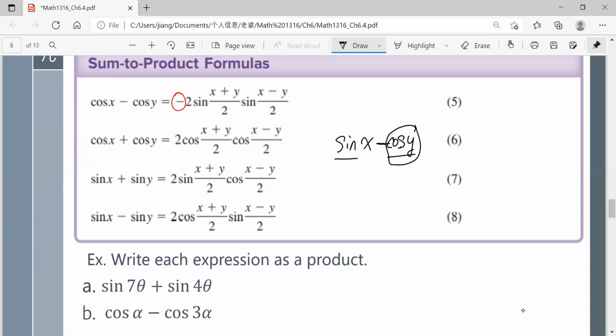So if I have this kind of question, sine x minus cosine y, I can bring down the first term and use a co-function formula. So cosine y equals sine of pi over 2 minus y. Right now we have sine minus sine. We can use the formula, this one, and then find the relationship. We got cosine times sine.